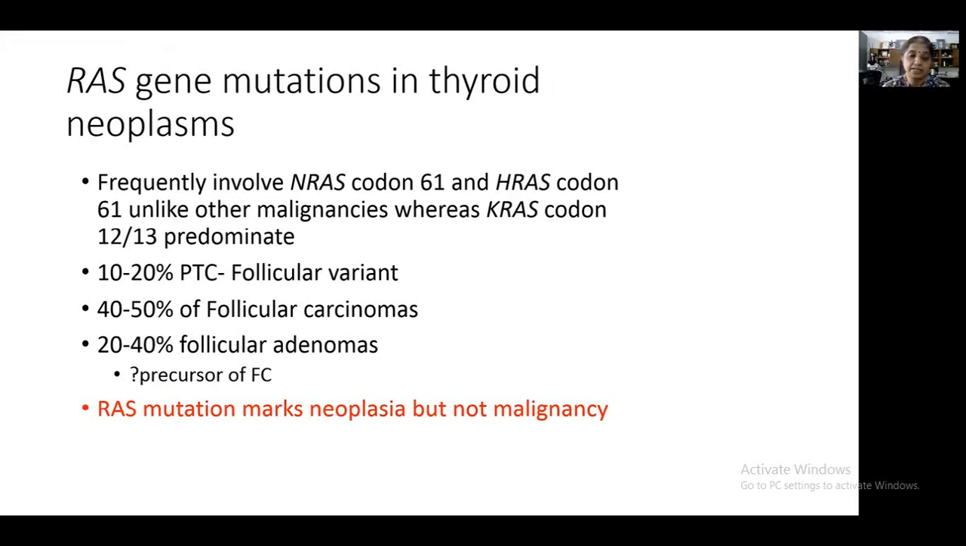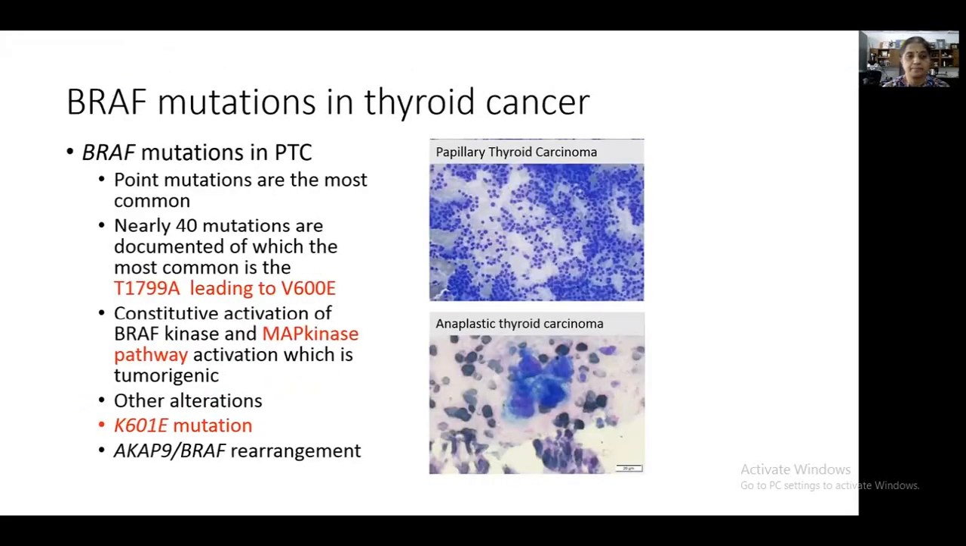And some people believe that these follicular adenomas, which show the RAS gene mutations, are probable precursors of follicular carcinomas, but we really don't know. But remember that RAS gene mutations mark neoplasia, but not malignancy.